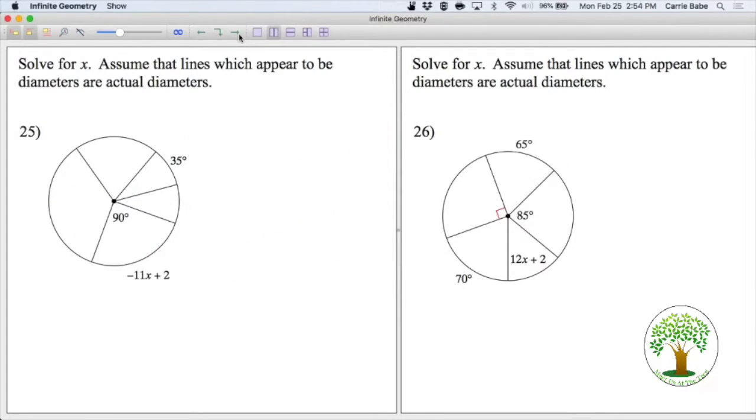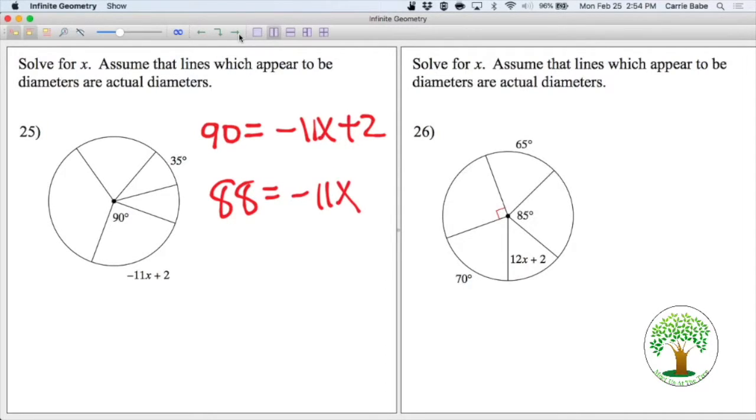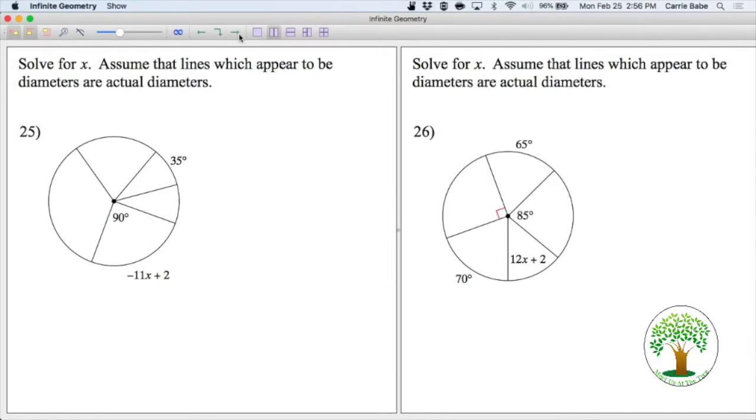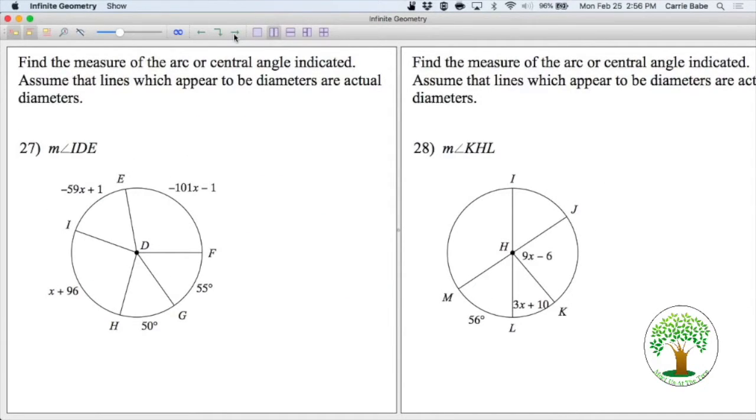All right, so now we're doing 25. What are we supposed to be doing? Number 25. We noticed that they gave us extra information. This is the angle that goes with that arc, that central angle, so that just means 90 equals -11x plus 2. I got -8. Does anybody get that? That's what I got. Good. Again, we verified that it's okay to have a negative because it's not a negative angle, it's a negative x.